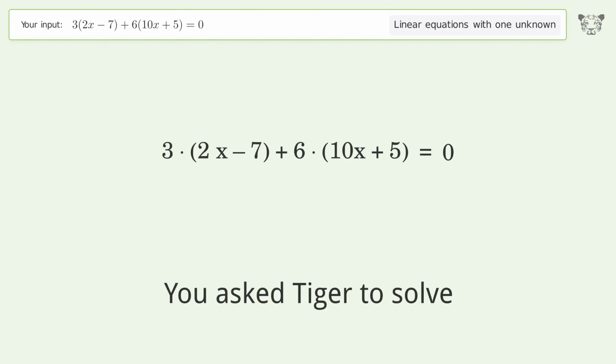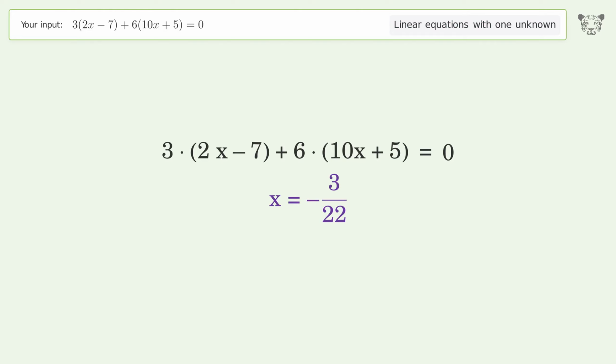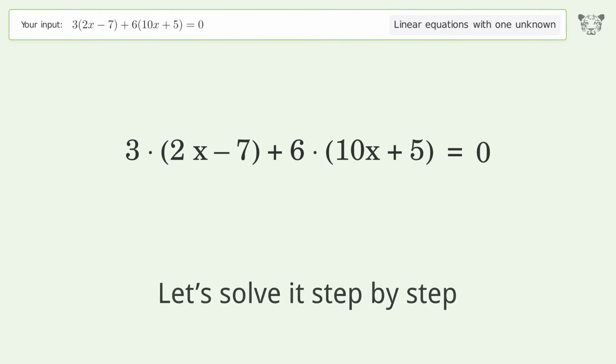You ask Tiger to solve. This deals with linear equations with one unknown. The final result is x equals -3/22. Let's solve it step by step.